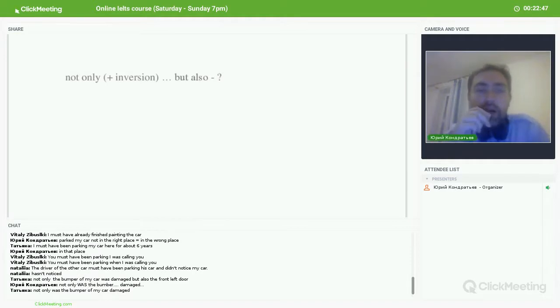You need a second verb after but also. But also the front door was scratched. Let it be like this. Especially in writing. In speaking, it would be more or less okay, but in writing, you need the second verb as well.